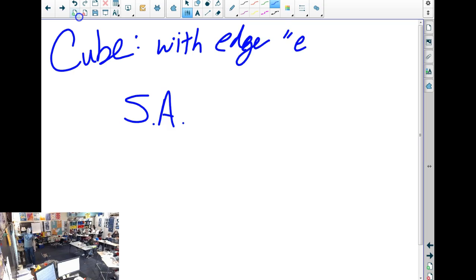With edge E. When we in math want to say this thing is something, we will often say with or given. We will a lot of times use the math word given. So another way we could write that is given a cube with edge length E.